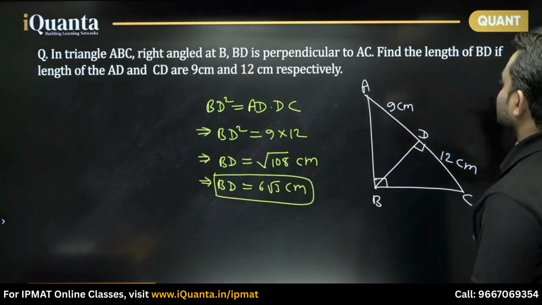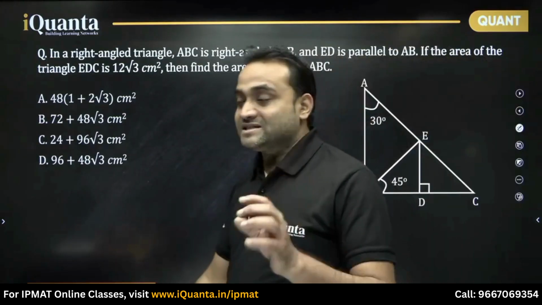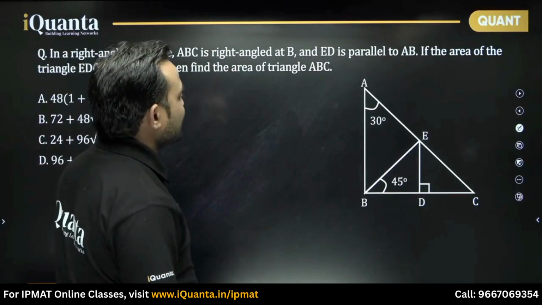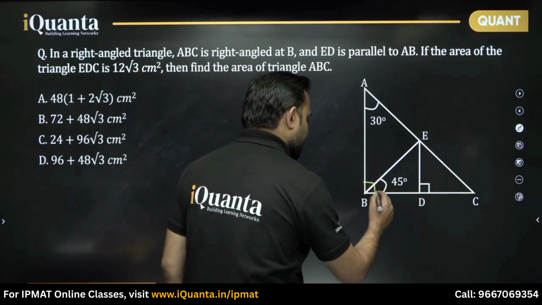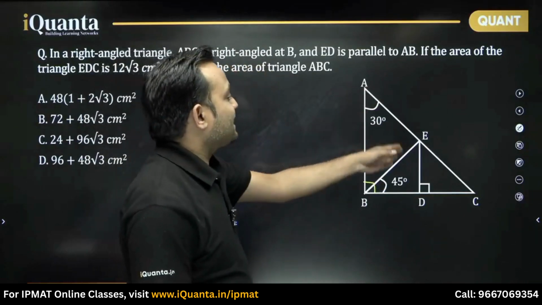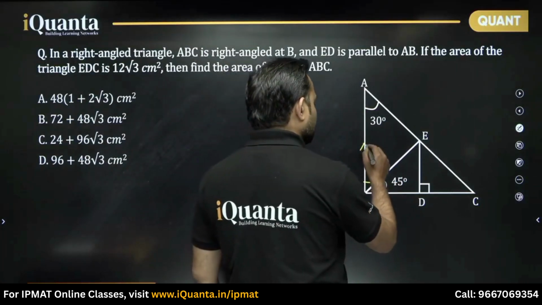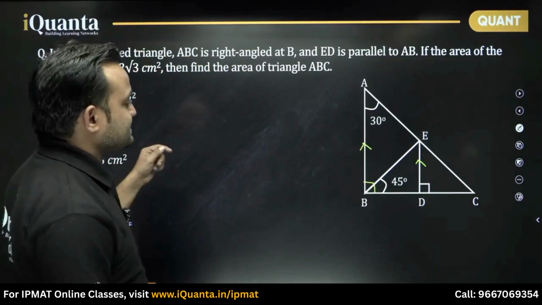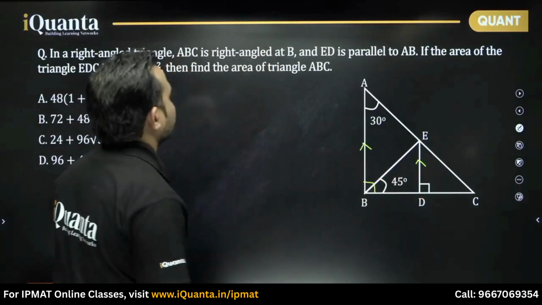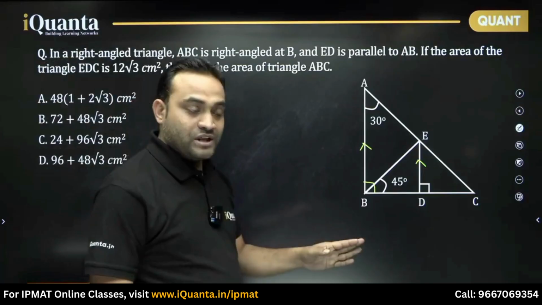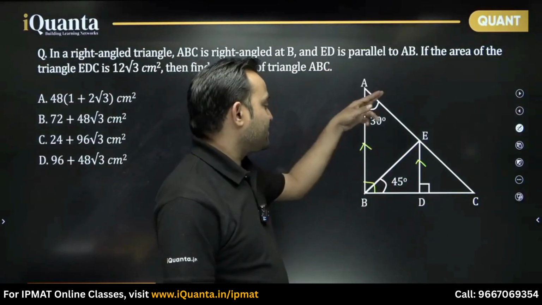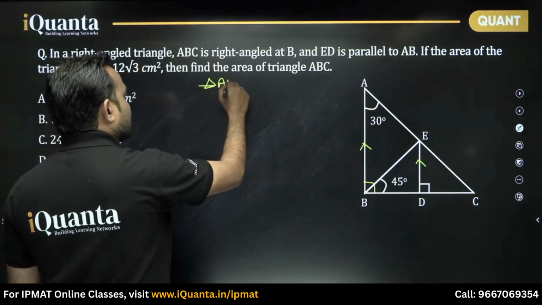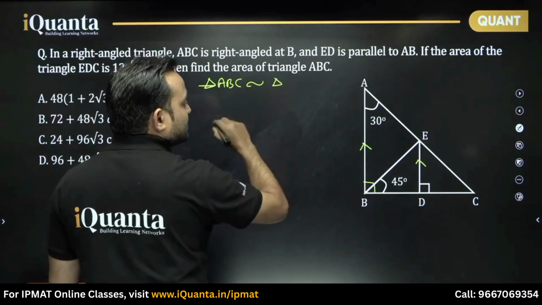Now, what's next? Next question is an amazing question based on similarities. It says in a right angle triangle, ABC is right angled at B. This is a right angle, and ED is parallel to AB. These two are parallel, which means ED is perpendicular to BC. If the area of triangle EDC is 12 root 3, then find the area of triangle ABC. Now we know that triangle ABC and triangle EDC will be similar to each other. Triangle ABC will be similar to triangle EDC.